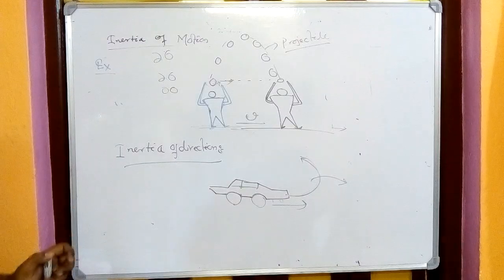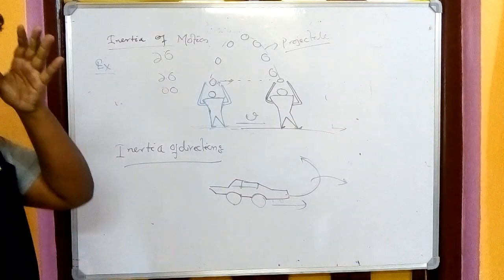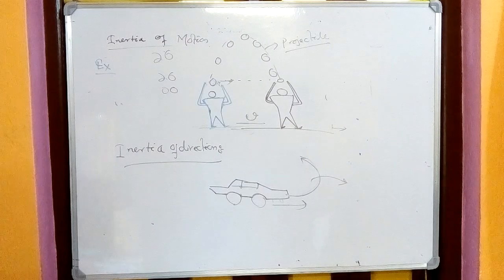Though it is not important, the important parts are inertia of rest and inertia of motion. So that part you will read properly. That is the first part of class 9, laws of motion.